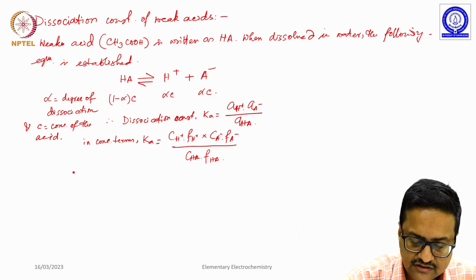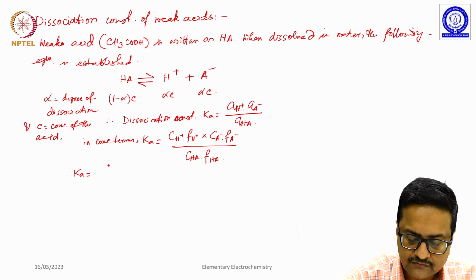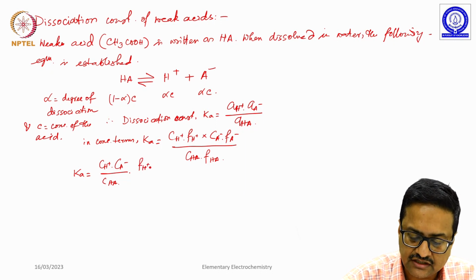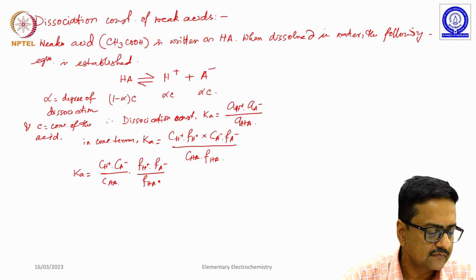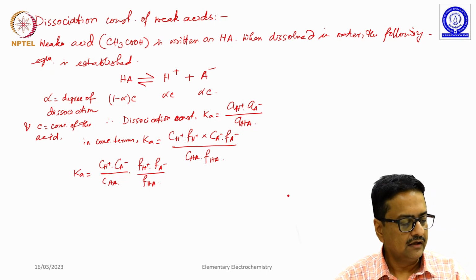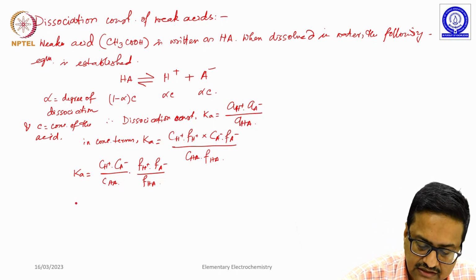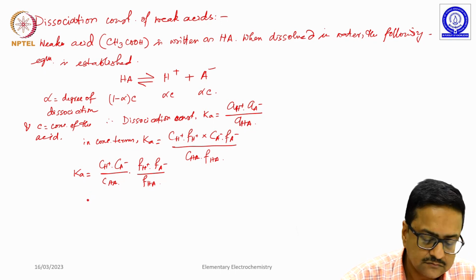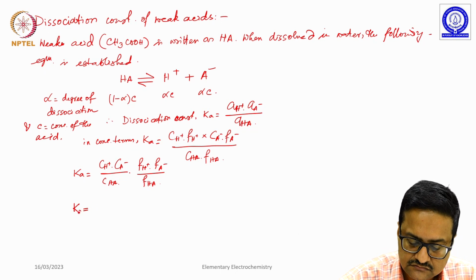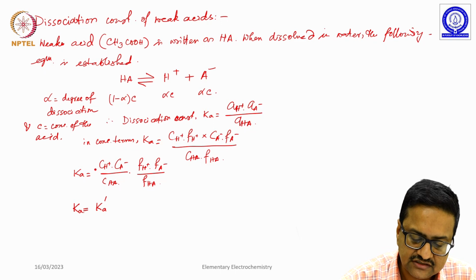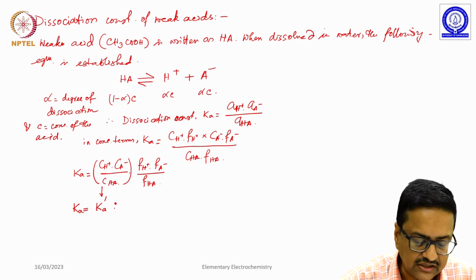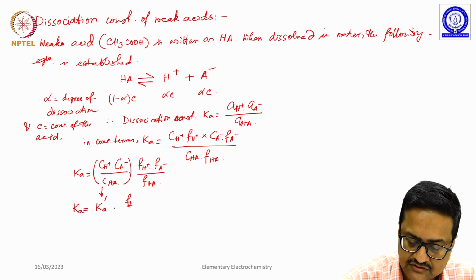So, one can further rearrange this expression for Ka as CH plus into CA minus divided by CHA, into FH plus into FA minus divided by FHA, and further one can write Ka equal to Ka prime in terms of concentration. This term is written as Ka prime multiplied by F plus minus square by FHA.